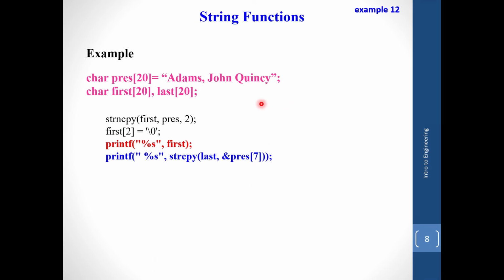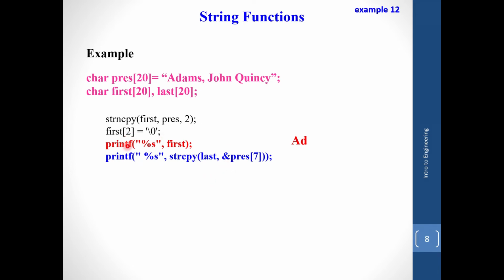Okay, another example. Let's say we have this string. We've declared it as 20 and we call it Prez, Adams, comma, John Quincy. We've also declared 2 other strings, first and last. All right. So we want a string copy from Prez into first, 2. All right, so that means the first 2, AD, will get copied into first. And then the last element of first has to be the null character. So what's actually going to print out when I print this string? Should be AD.